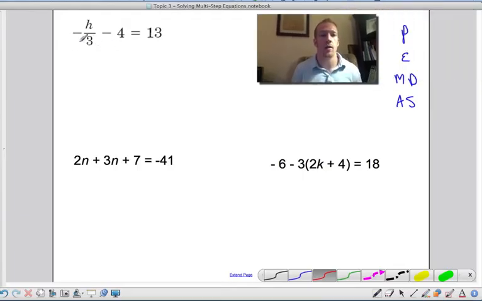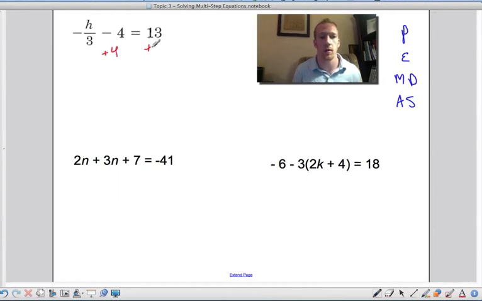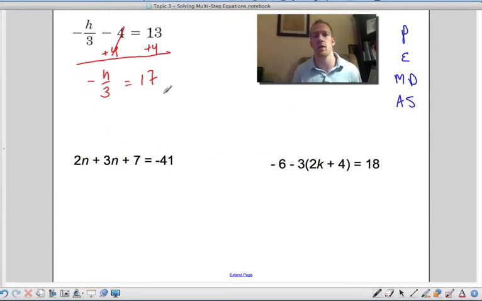So here, I don't multiply by 3 first, because if I did that, I'd have to multiply both these things by 3, and usually people forget to do that. So I'm going to add 4. Alright, and that makes it simpler. So I have negative h over 3 equals 17. Alright, so this is like the ones we did before, but there's a negative here now. That's why we did so many examples, so you can see all the little different quirks.